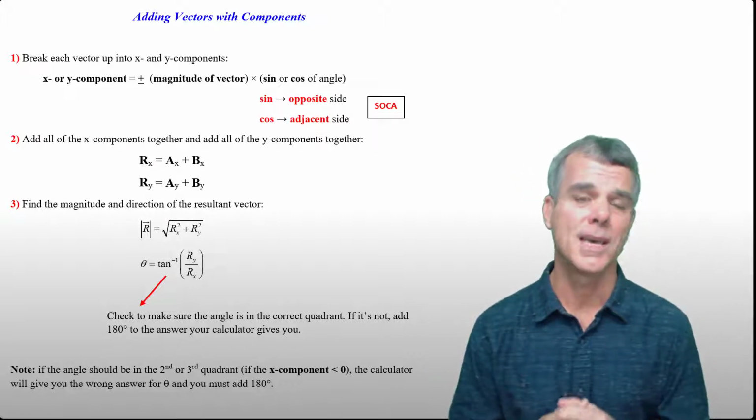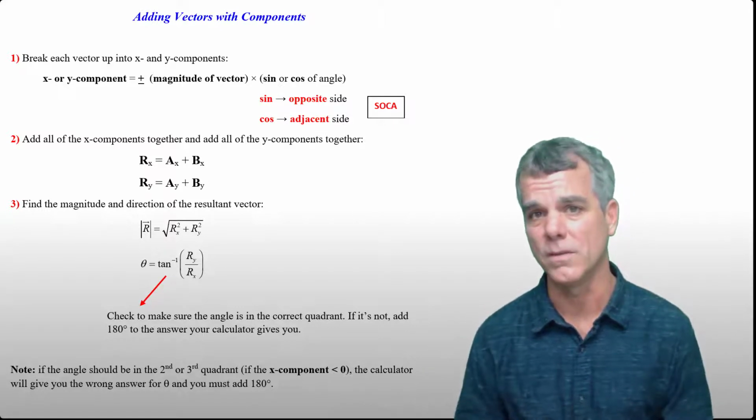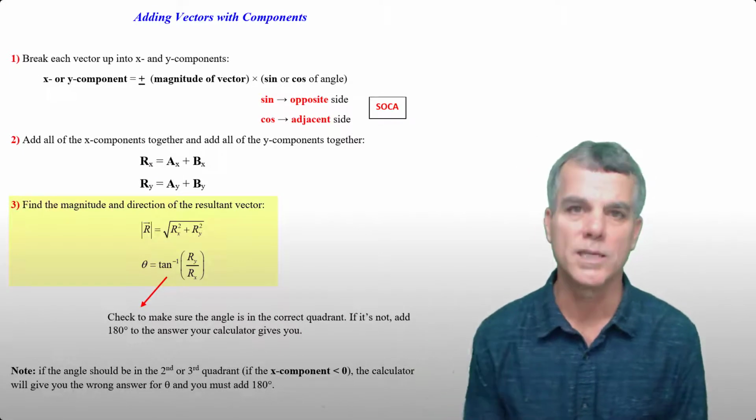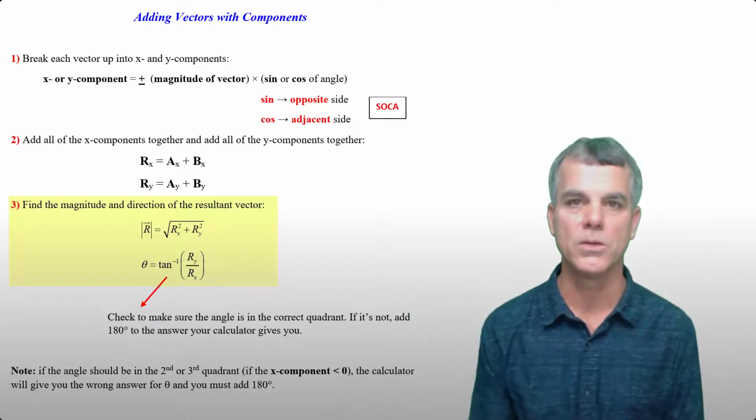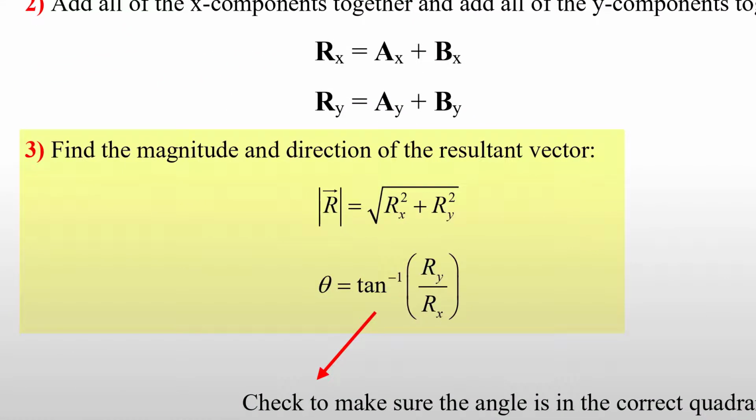All you do is calculate the magnitude and direction if needed. Now, if you only need the x and y components, then you're done. But if you do need the magnitude and direction, very simple. Calculate the magnitude, Pythagorean theorem. It's the square root of the x component squared plus the y component squared.